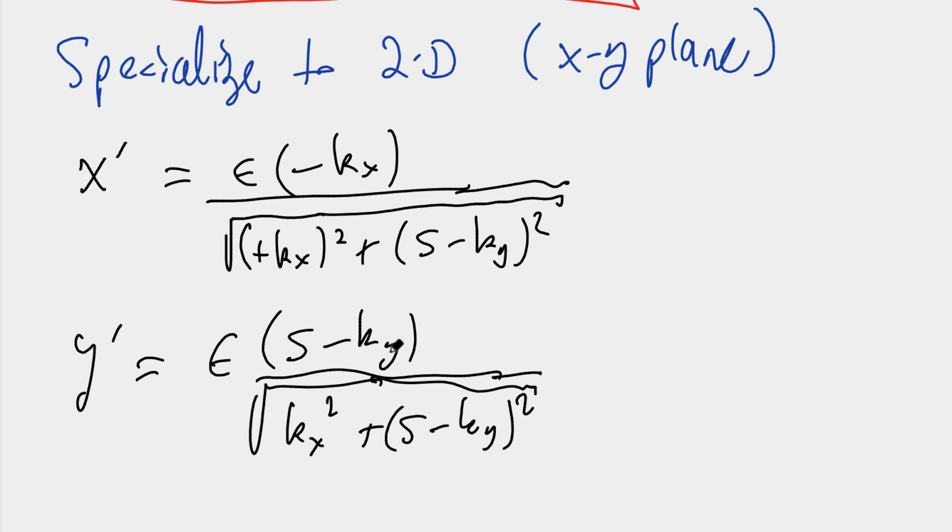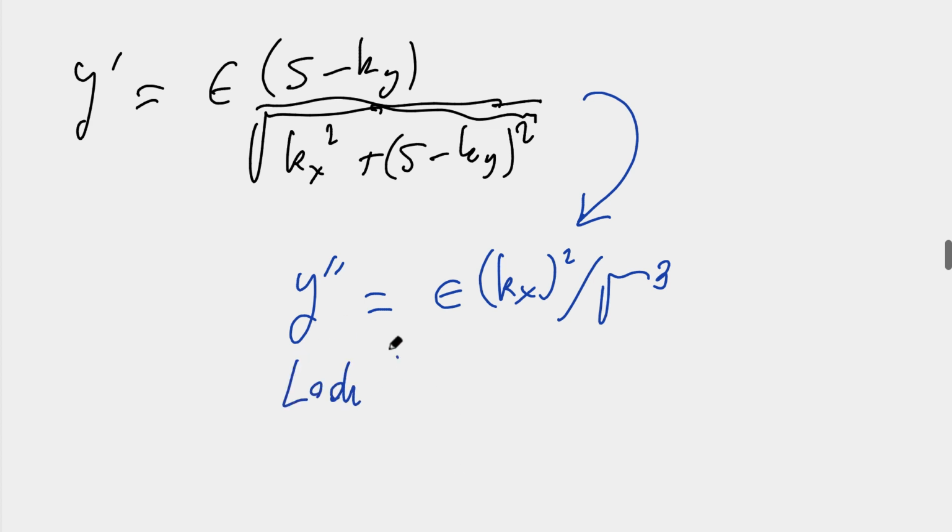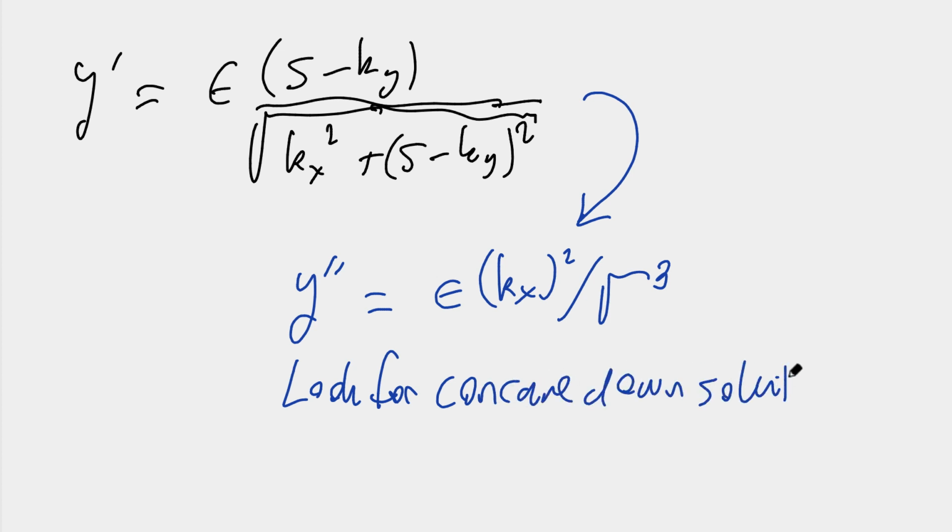Now let's do a little side calculation. Let's differentiate this with respect to s. And what we find then is y double prime equals, after some simplification, epsilon times k sub x squared divided by this square root term cubed. So notice all of this is positive. So the sign of y double prime is determined by the sign of epsilon, whether epsilon is plus or minus 1. Since we want to look for solutions that are concave down, like the chain fountain, we're going to choose epsilon to be minus 1.